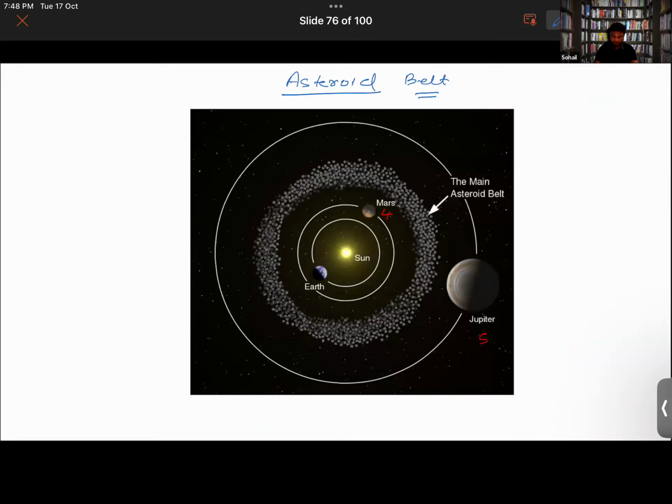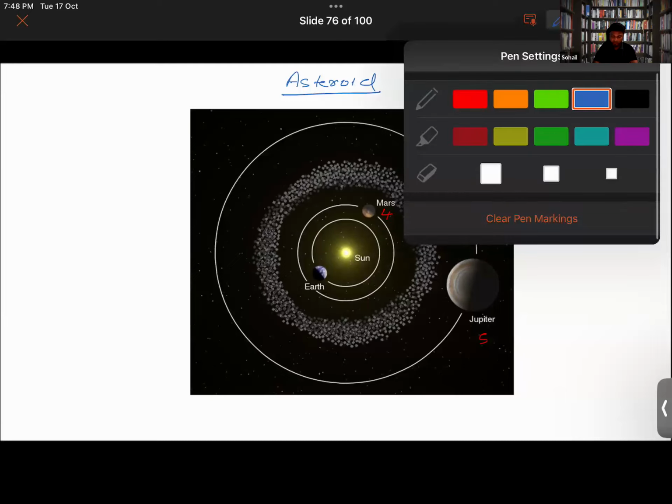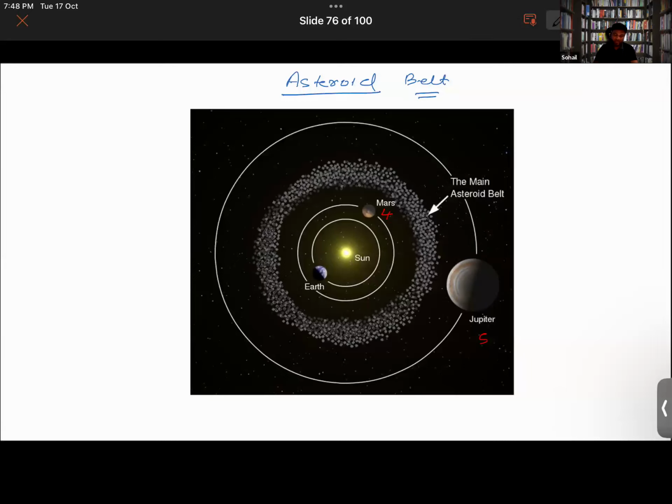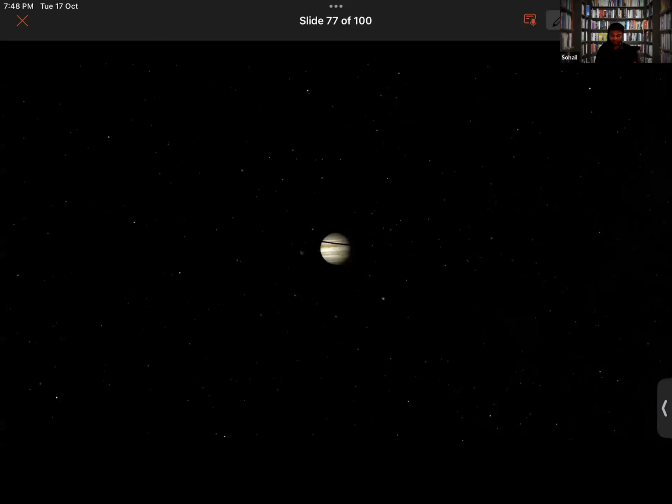Then we also talked about how between Jupiter and Mars there lies a belt of rocks. Its size can range from a few meters to a few miles. Getting it now, right? So rocks of these sizes revolve around the sun and are found between Mars and Jupiter. Right?